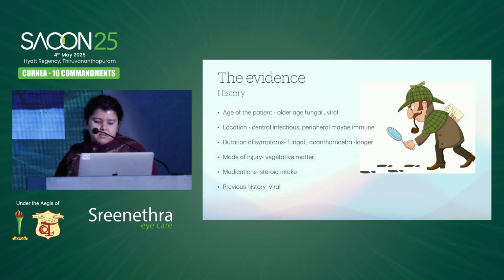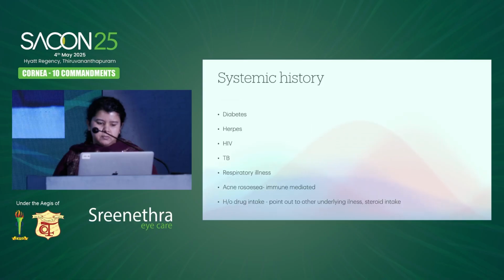The location, the place where the patient is staying, also takes part in the evidence, and the duration of symptoms. Fungal and acanthamoebal infections are longer, and bacterial infections have a shorter duration of symptoms. The mode of injury, that is vegetative matter, plays a part in fungal infections. Ask for any steroid intake, and ask for any previous history of similar episodes in case of viral keratitis.